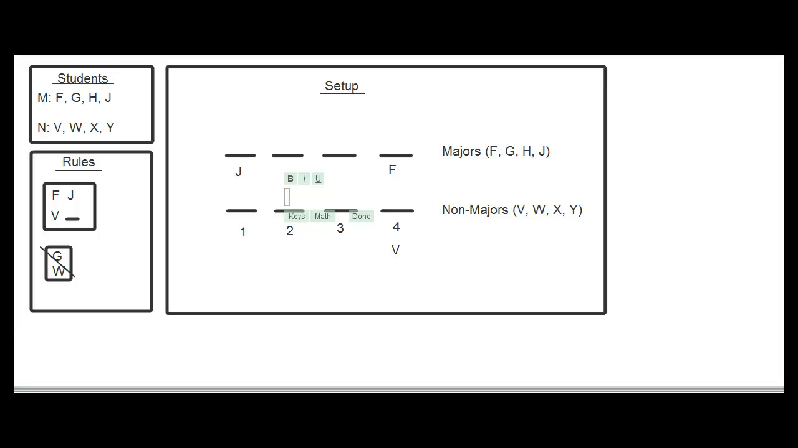I'm gonna put this in blue. Actually, let's put it in red. So Victor is in bench two, and that means, of course, that Frank is in bench two also. And the other thing they told us was that Wanda is assigned to bench four. Wanda's a non-major. She goes down here, and she's on bench four.